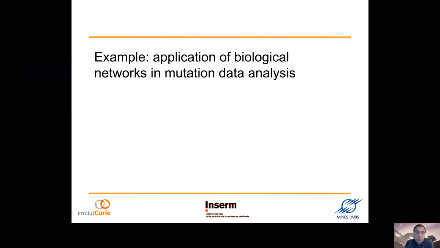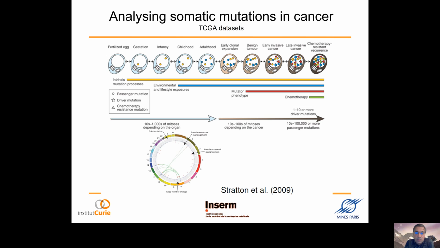So let me give you an example of a project that we had in the past in which we used the knowledge on the biological networks that is collected in the field of biology to improve analysis of one of the most important data types in cancer research, which are mutational data. So a quick reminder to you about what is meant by somatic mutations in cancer.